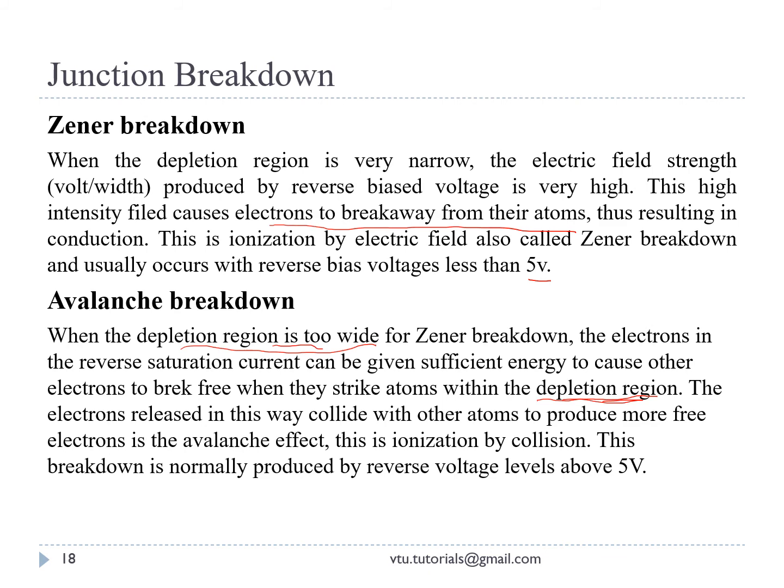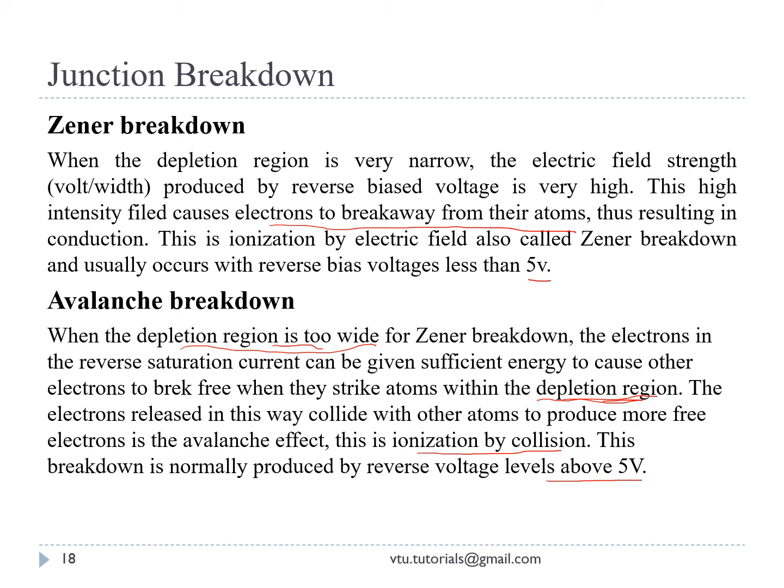As the width of the depletion region is large, there will be a large number of charge carriers. Those ions will get energy so that there will be a release, or breakaway, of electrons inside the depletion region. The electrons thus released will collide with other atoms to produce more free electrons, and this is called the avalanche effect. This ionization is by collision, and this breakdown is produced by voltages above 5 volts.